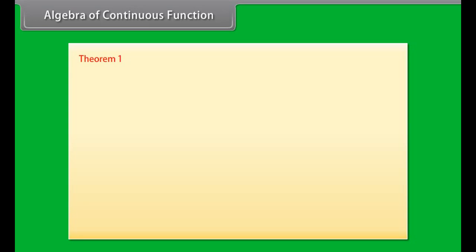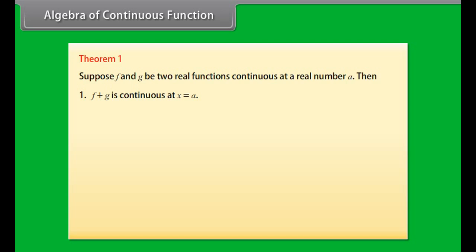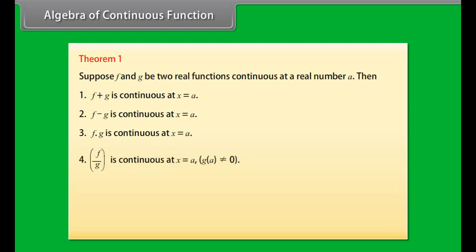Algebra of continuous functions. Theorem 1. Suppose f and g are two real functions continuous at a real number a, then: 1. f plus g is continuous at x is equal to a. 2. f minus g is continuous at x is equal to a. 3. f into g is continuous at x is equal to a. 4. f by g is continuous at x is equal to a, provided g of a is not equal to 0.